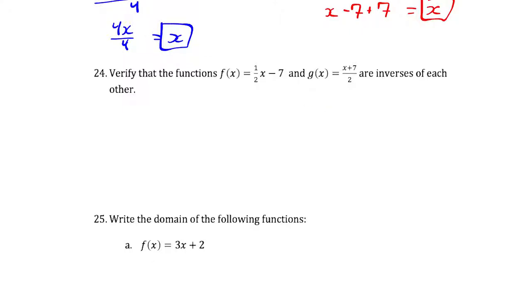24, same deal. I want to start with f of g of x and show that that equals x. So the f function is 1/2 x minus 7, and the g of x is x plus 7 over 2. This is a mistake. That should be a 2. Sorry about that. Because now when I multiply this across, I get x plus 7.